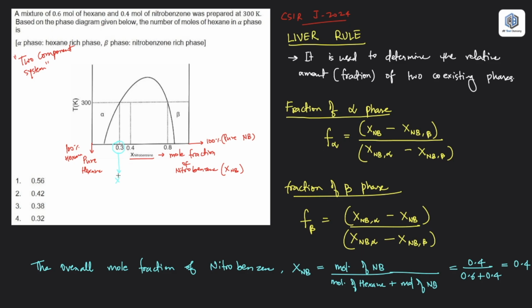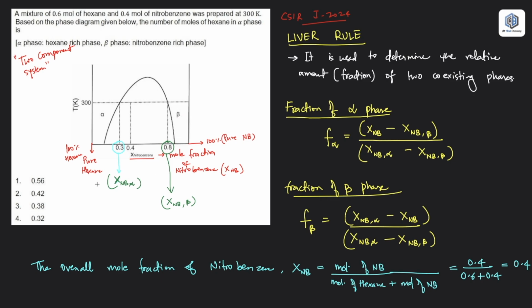let me change the color. Yeah, so this is the mole fraction of nitrobenzene in alpha phase. How? Because this one is closer to the alpha phase, and that's how it denotes, because this line basically touches the alpha phase, right? That's why this is the mole fraction of nitrobenzene in alpha phase, and this value over here denotes the mole fraction of nitrobenzene in beta phase. Why? Because this line touches the beta phase.